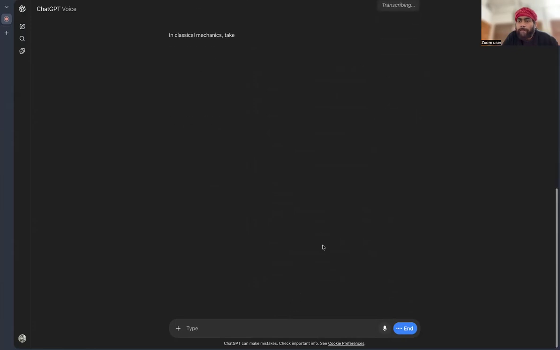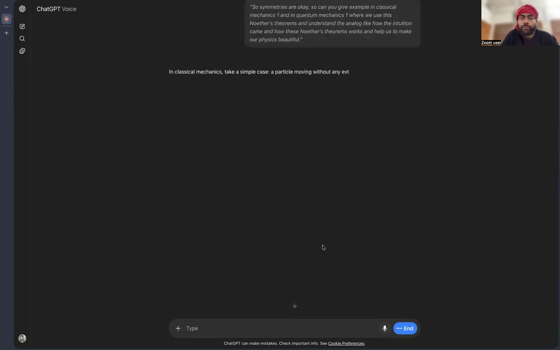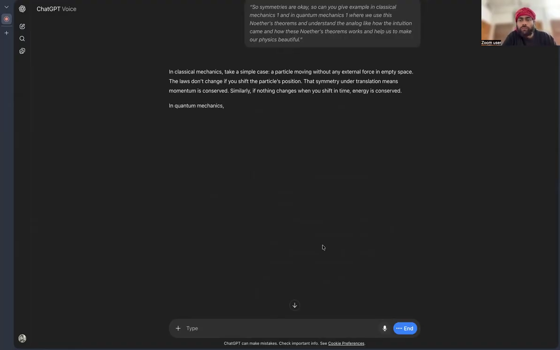In classical mechanics, take a simple case, a particle moving without any external force in empty space. The laws don't change if you shift the particle's position. That symmetry under translation means momentum is conserved. Similarly, if nothing changes when you shift in time, energy is conserved.